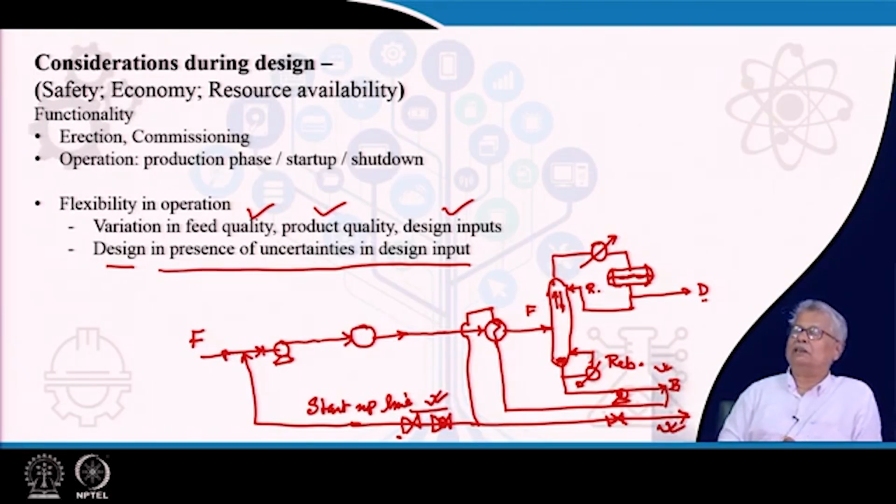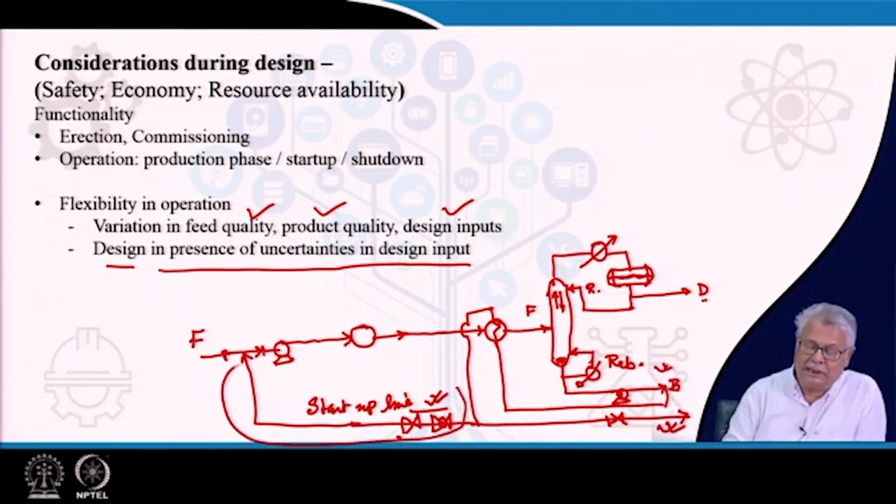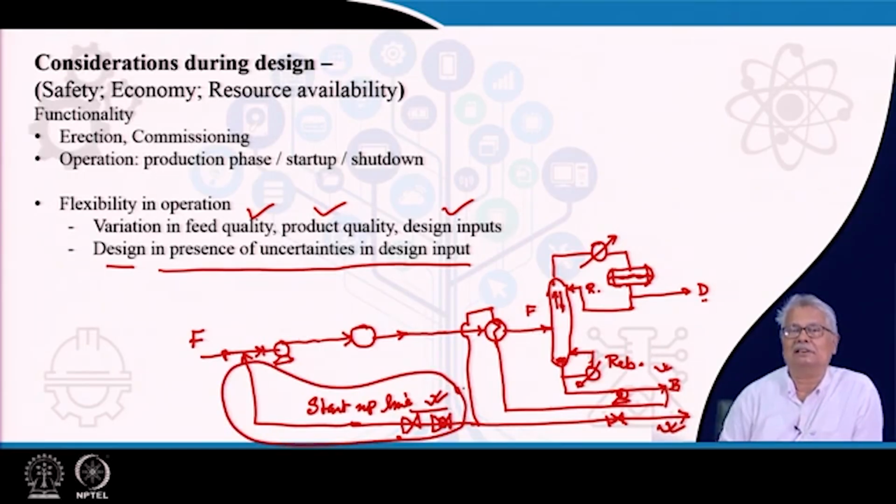This is a very brief idea just to give you the fact that not only there are facilities for operating under normal condition, but for your startup you may require in your plant additional facilities like the startup line in your fractionator. I leave it to you to think how will you gradually shut your plant down.